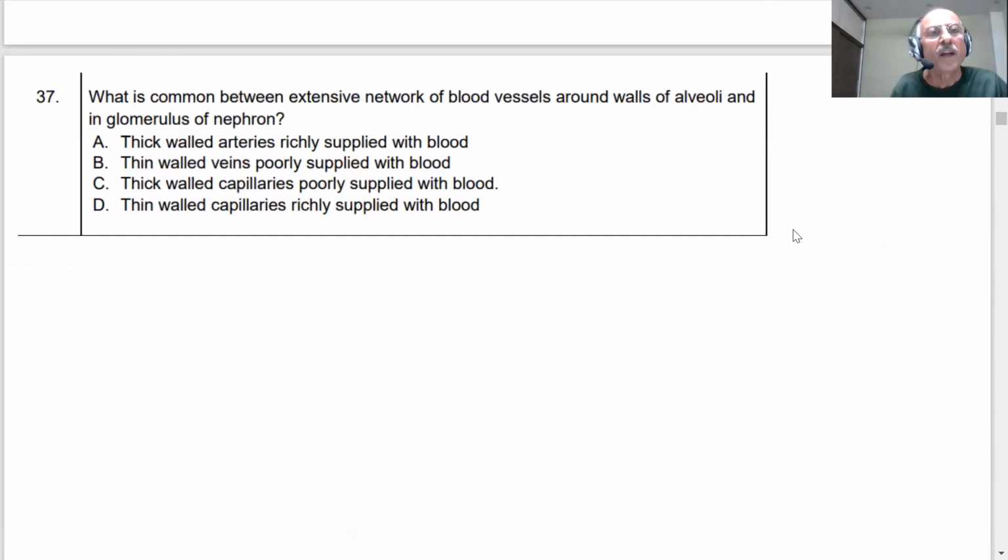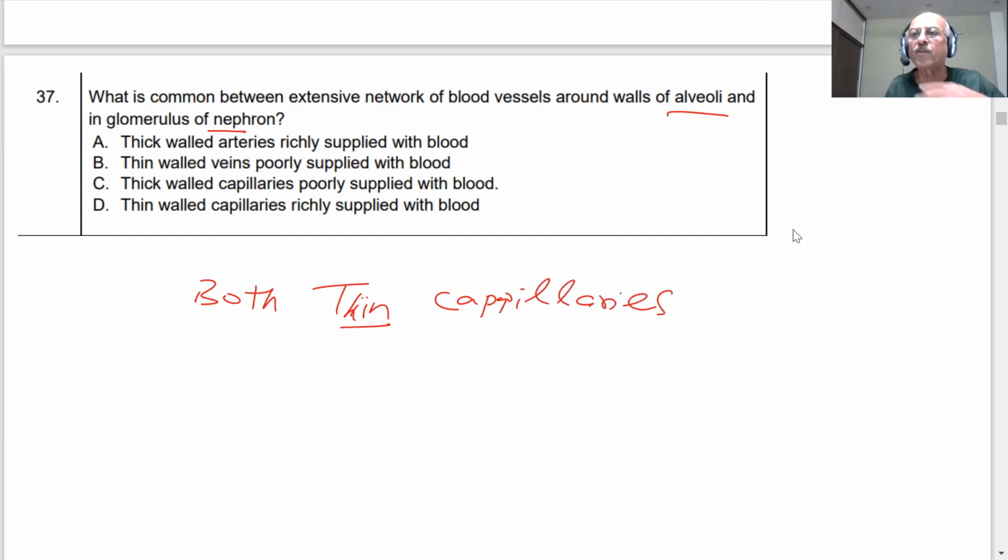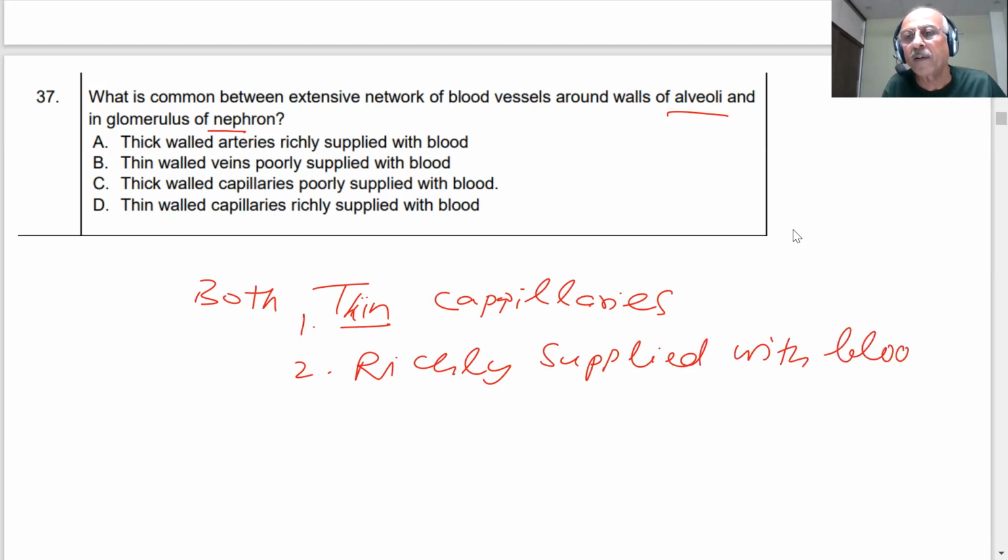Next question, student. What is common between the extensive network of blood vessels around the walls of alveoli and the nephron? Now you have seen, student, they are both thin capillaries. They are both thin capillaries, because transport is easier and very good when the capillaries are thin. Both are thin, and both are richly supplied with blood, student.